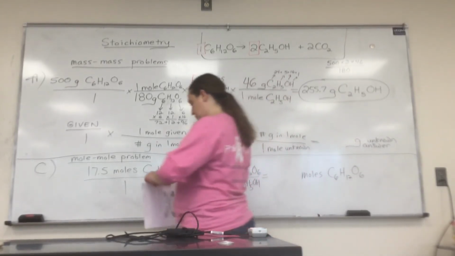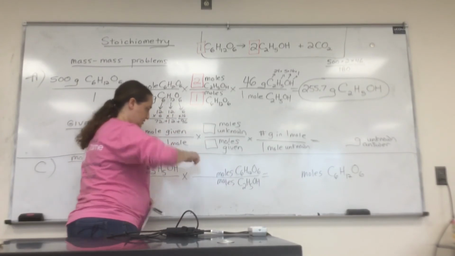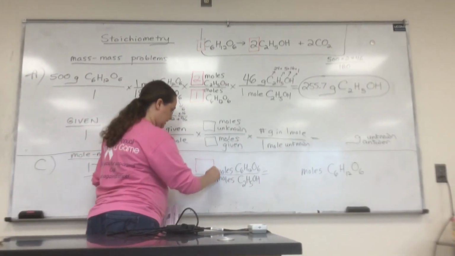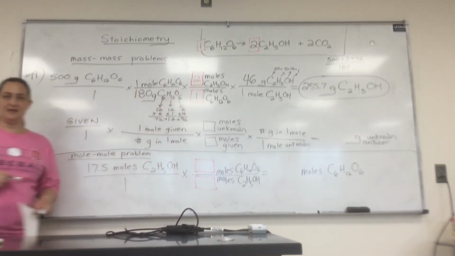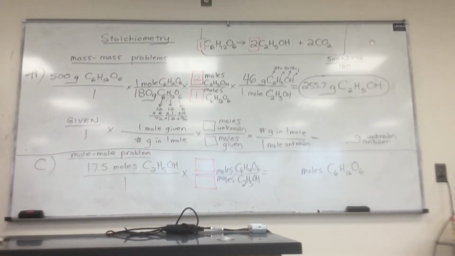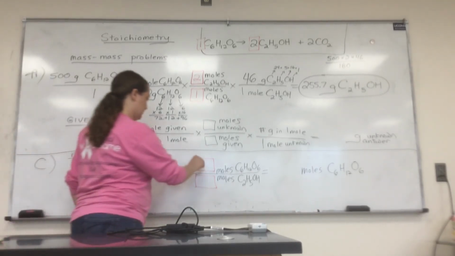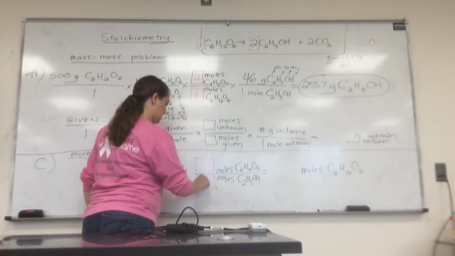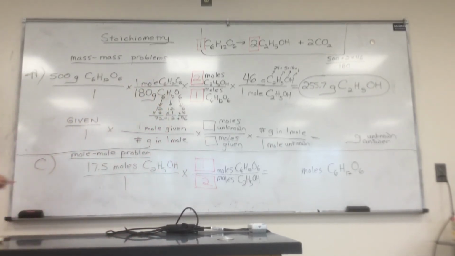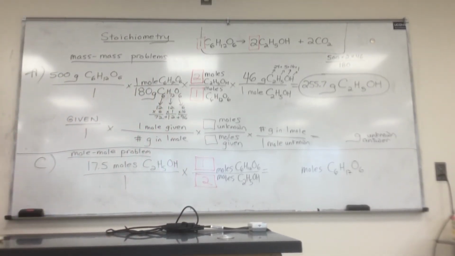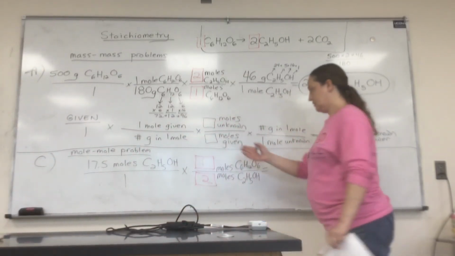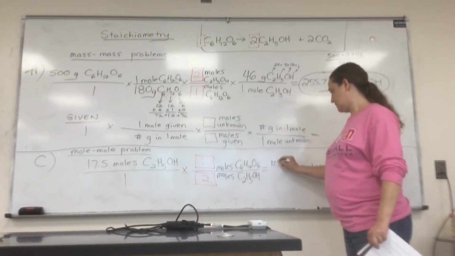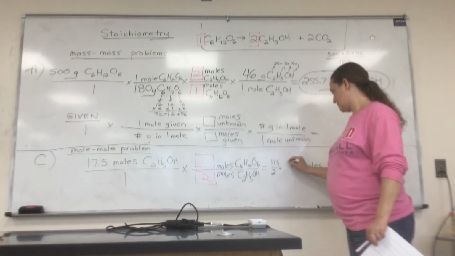Since we're just going from moles to moles, all we need is the mole ratio. Do you know what it is? Is it 1/2? Yeah, it should be 1/2. And do you have the final answer for this one? 8.75 moles. And then the formula, which is C6H12O6.